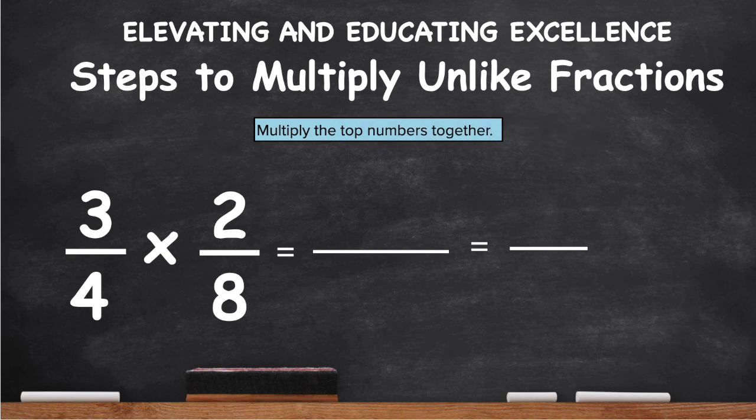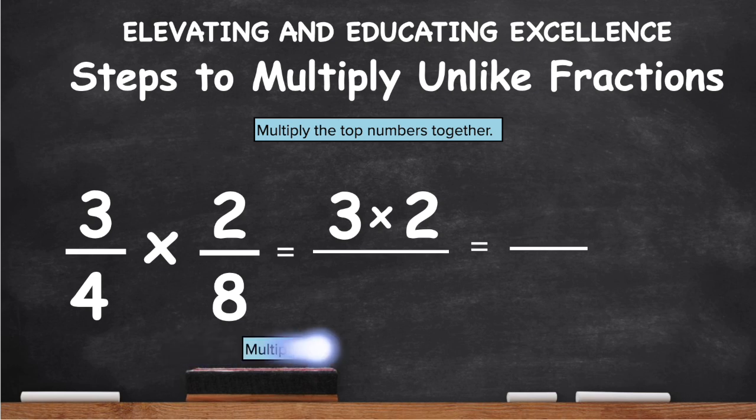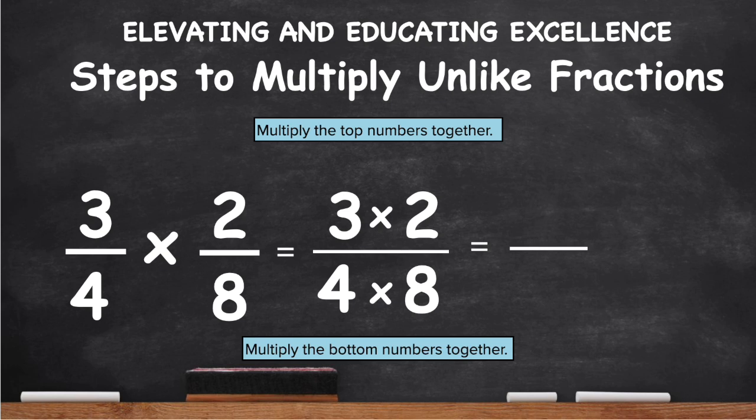So we're going to multiply the top numbers together. So let's write 3 times 2. Those are the two top numbers in the fractions we're multiplying. Now we're going to multiply the bottom numbers together. So let's write down the two bottom numbers of these fractions. So 4 times 8. Now let's draw a rough box and solve for the answer.